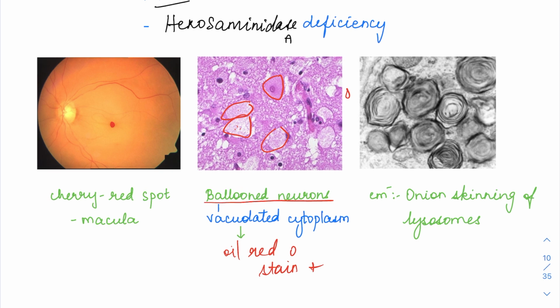And if you see electron microscopically, they are going to give a characteristic onion skin appearance. This onion skinning is usually of the lysosomes. It is a lysosomal storage disorder, right? So these lysosomes are going to appear like onion skin in Tay-Sachs disease. So ballooned neurons, cherry red spot along with onion skinning of the lysosomes is seen in Tay-Sachs disease.